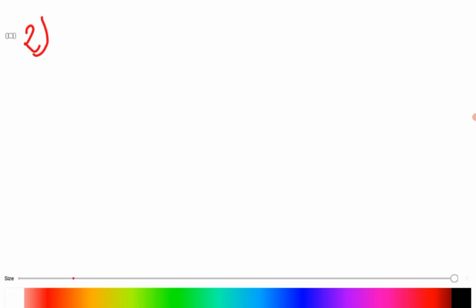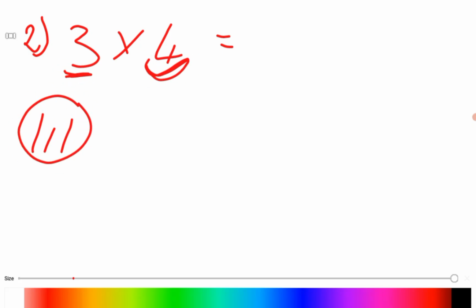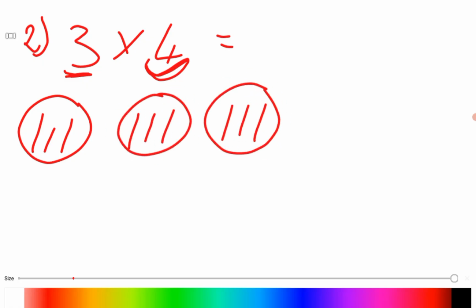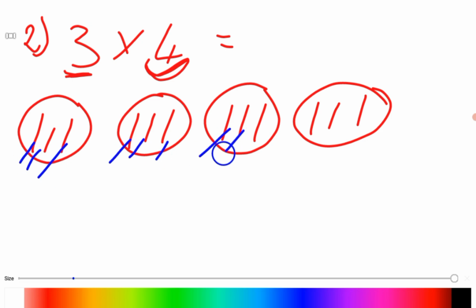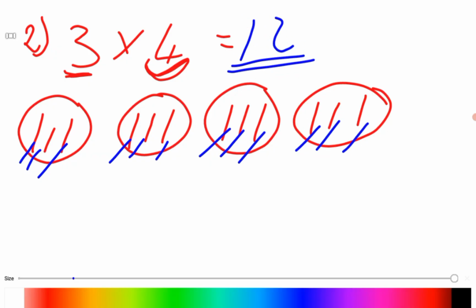Now we'll take another example. Let me say 3 times 4. We're going to tie bundles of 3, 4 places. So 1 2 3, this is 1. 1 2 3, this is 2. 1 2 3, this is 3. And then 1 2 3, this is 4. So you now join everything and then you count together. You have 1, 2, 3, 4, 5, 6, 7, 8, 9, 10, 11, 12. So that's the answer. And that's how multiplication is done.